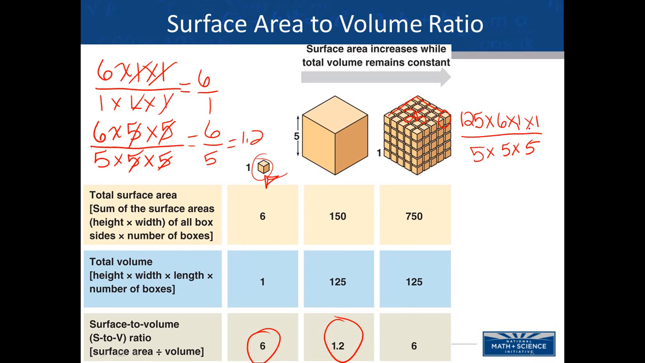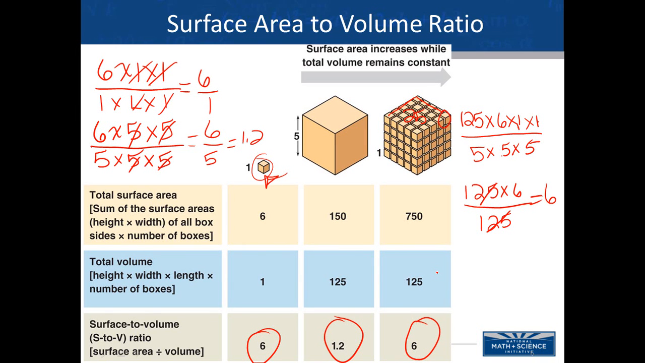Each one of those smaller cubes has 6 faces, and the length is 1 and the width is 1. The volume is still 5 by 5 by 5. So 1 times 1 is 1. This is going to be 125 by 6, and then 5 times 5 times 5 is 125. So we have now gone back to a 6 to 1 surface area to volume ratio.